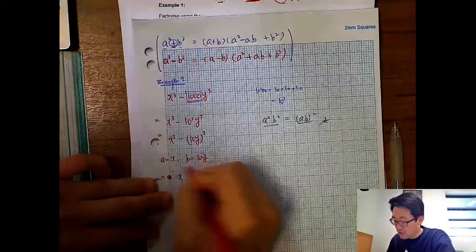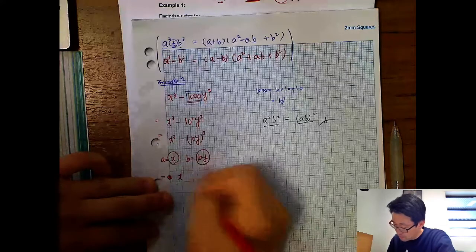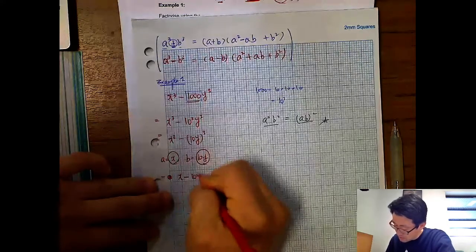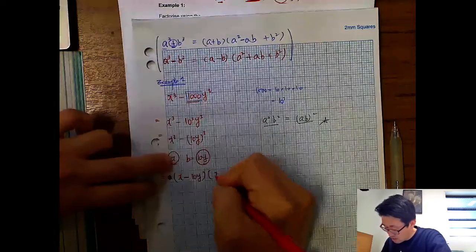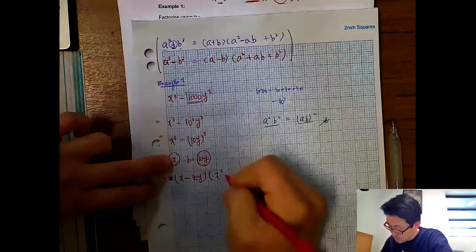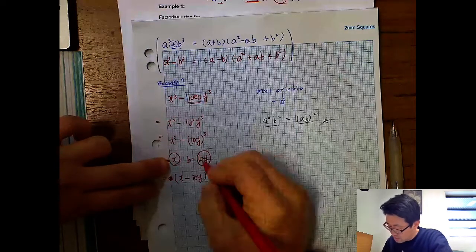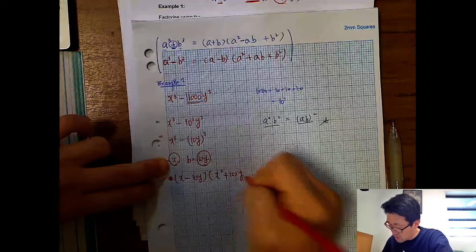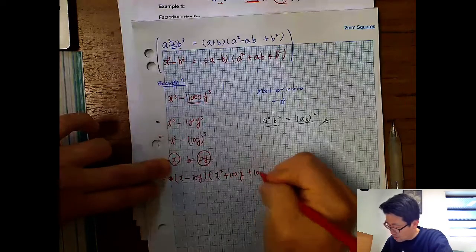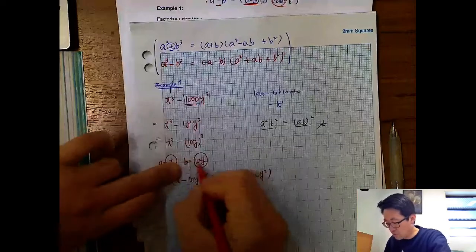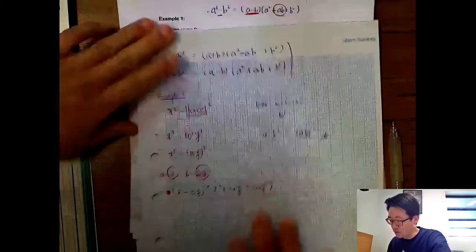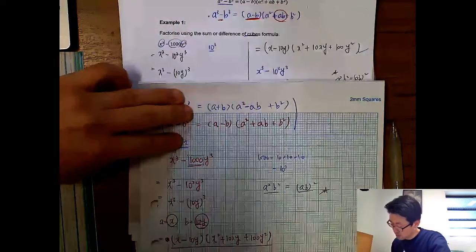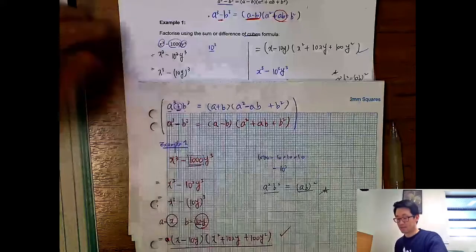x minus 10y, good, and then squared, plus 10xy, plus 100y squared. Make sure you square both the number and the letter. Have you done it? Is that correct? Okay, excellent. Next question. Does it make sense?